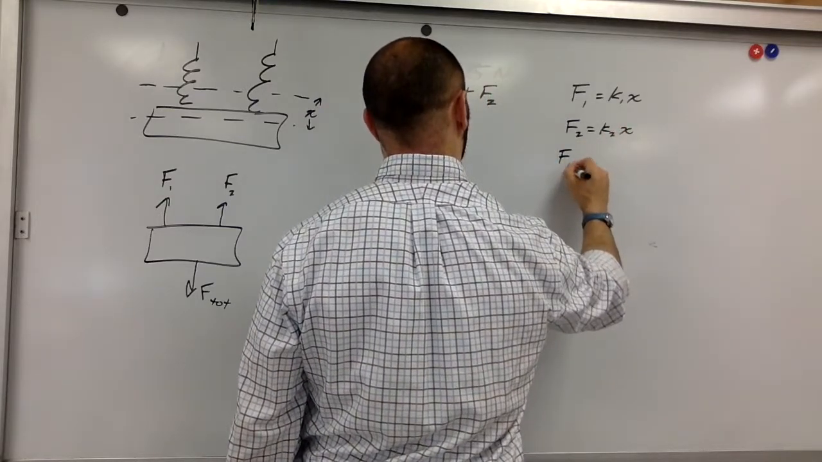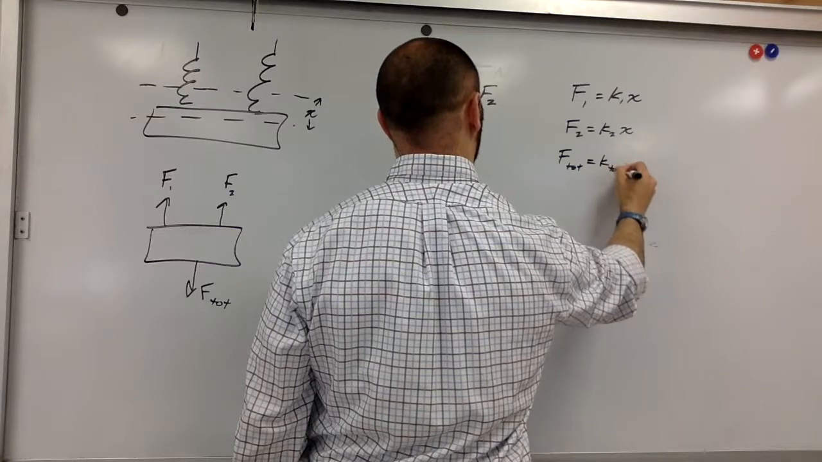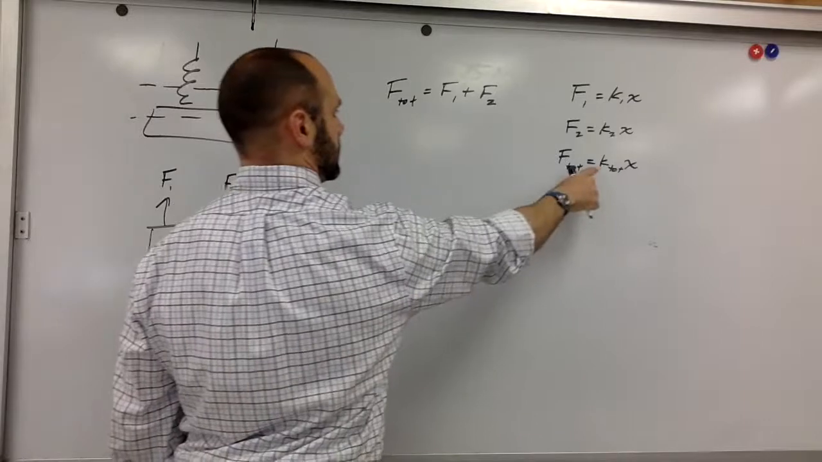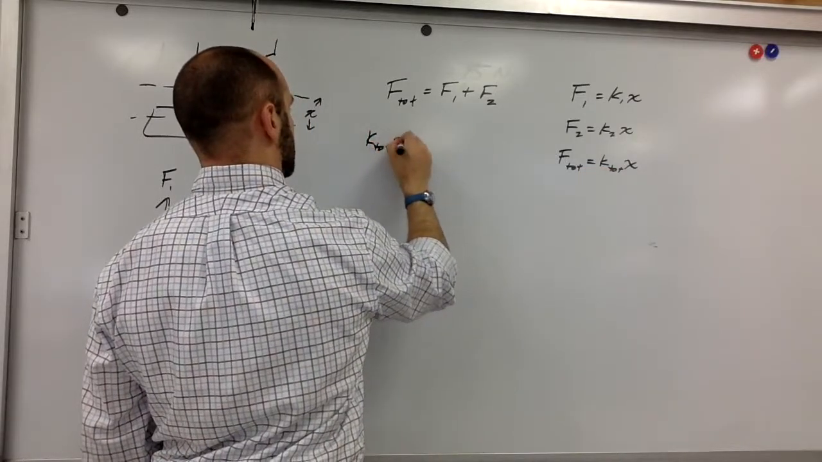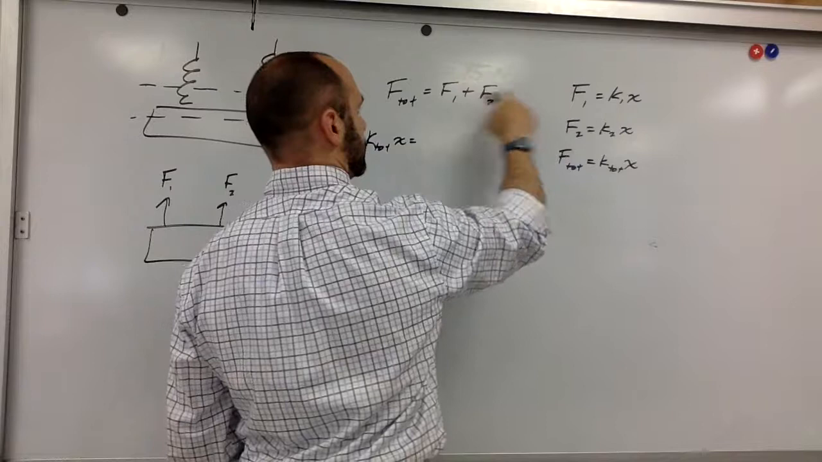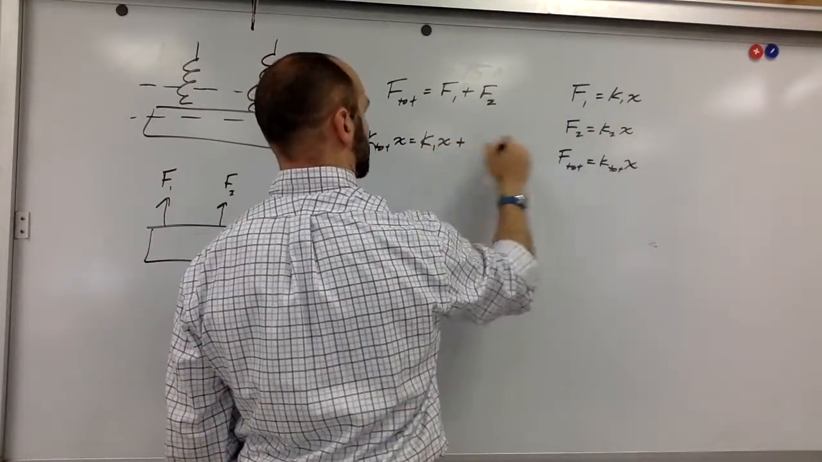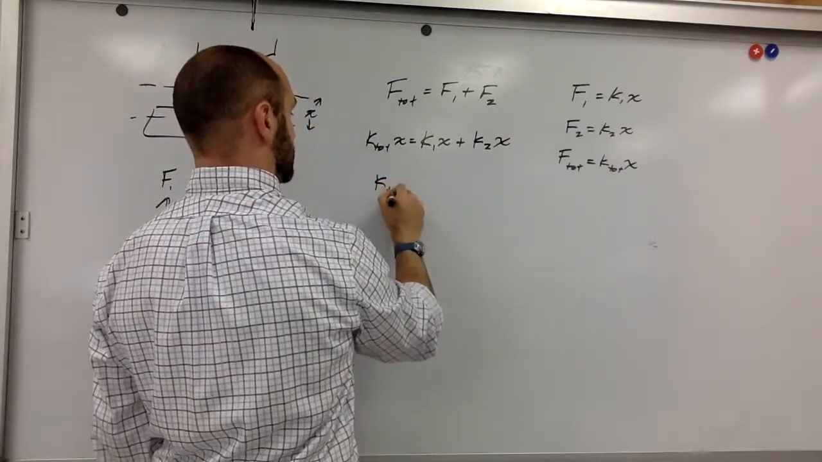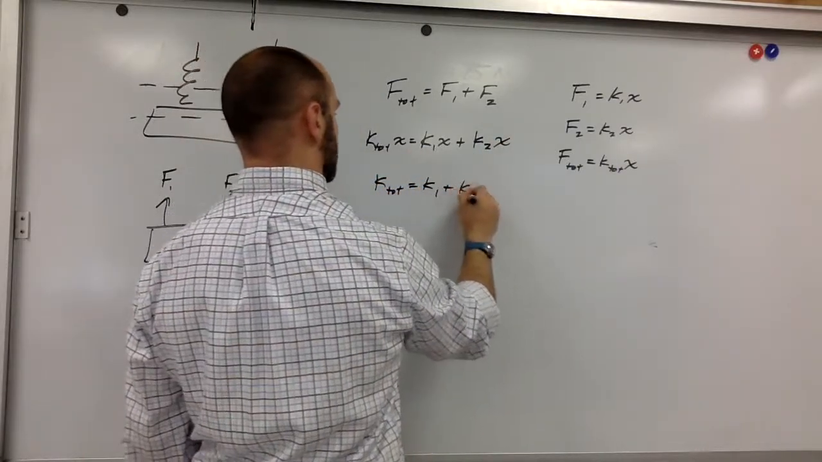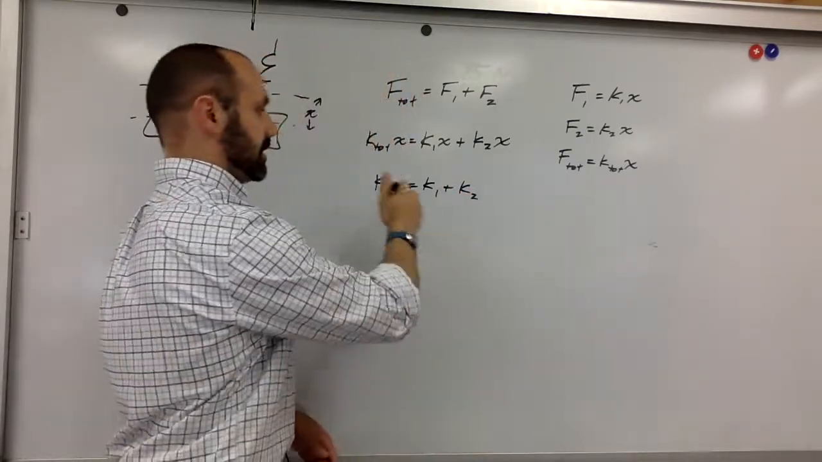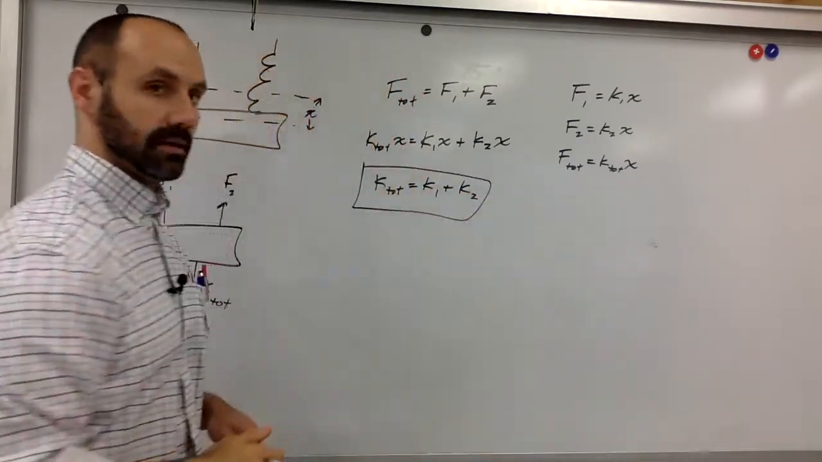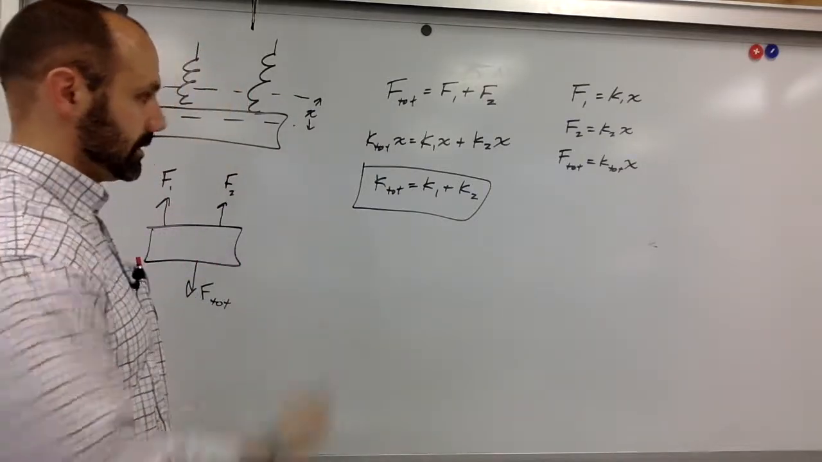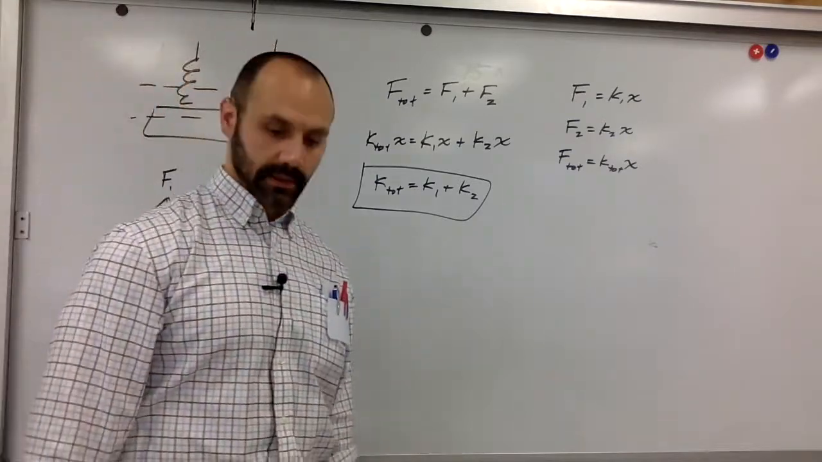F2 is K2 times X. And then F total is equal to K total times X. So I can take these and plug them in. F total is K total times X. That's equal to, F1 is this, K1 times X plus K2 times X. Now I can just divide by X, and I get K total is K1 plus K2. So the effective spring constant when I'm attaching springs in parallel is just the sum of the two spring constants from before. So this is another derivation that you might need to know how to do on the test.